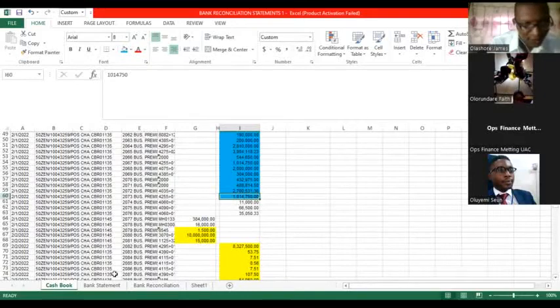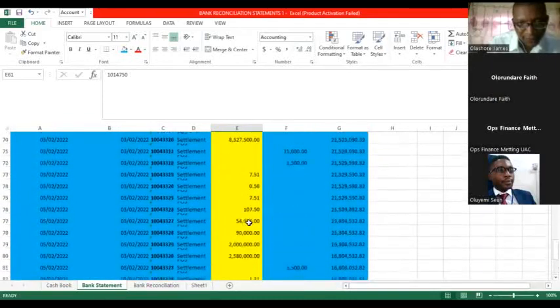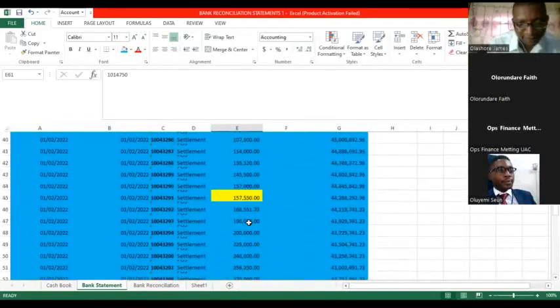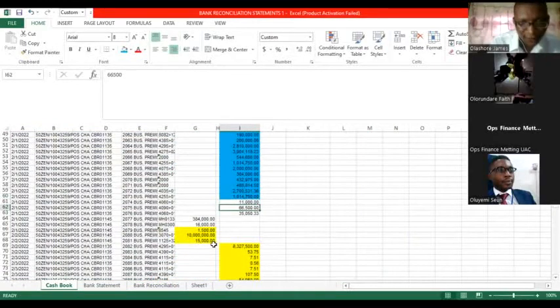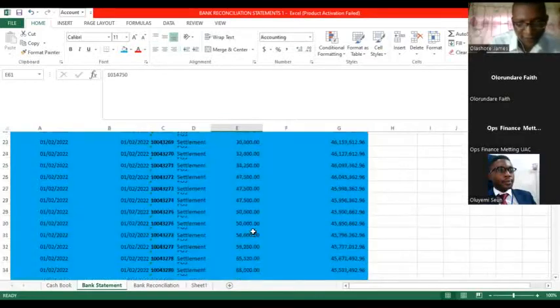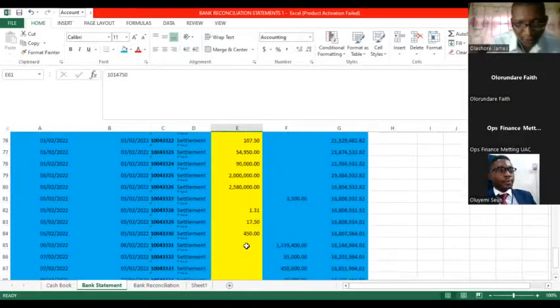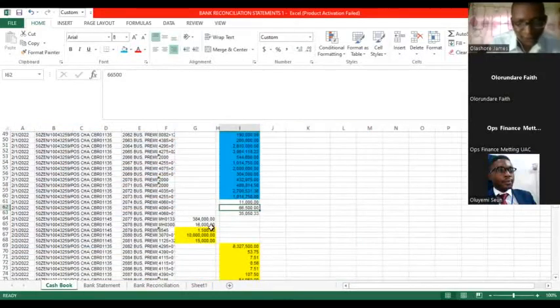Now 11,000. Let's see, maybe you can see 11,000 unmarked in our bank statement. There's no 11,000 here. So we leave this one apart. 66,500. The company recognizes it, but the bank does not. Let's see if you can see 66,500 not yet painted in blue color. No, it's not there.